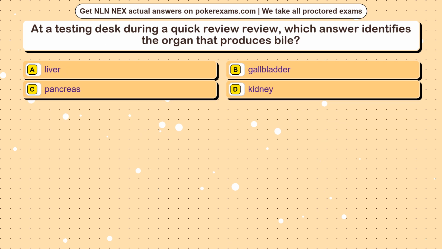Question 23. At a testing desk during a quick review, which answer identifies the organ that produces bile? Option A, liver. Option B, gallbladder. Option C, pancreas. Option D, kidney.